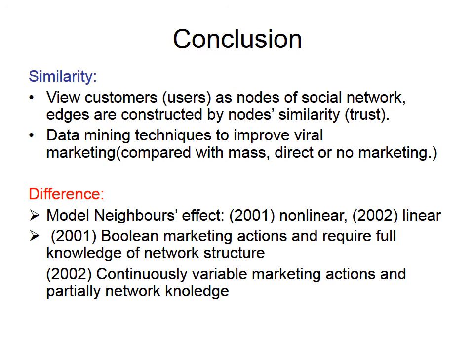Therefore, in the 2001 paper, they can only deal with Boolean marketing actions and require full knowledge of the network structure. However, in the 2002 paper, this limitation was overcome and continuously variable marketing actions were addressed, and also they deal with partial network knowledge.